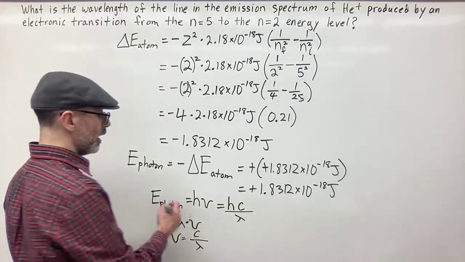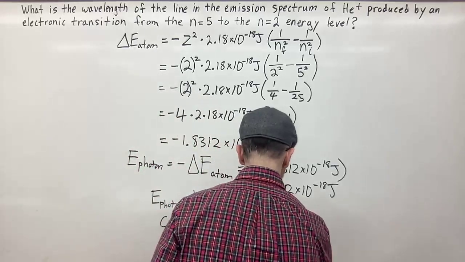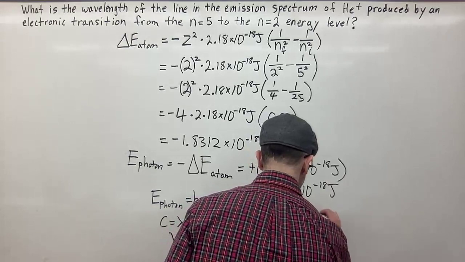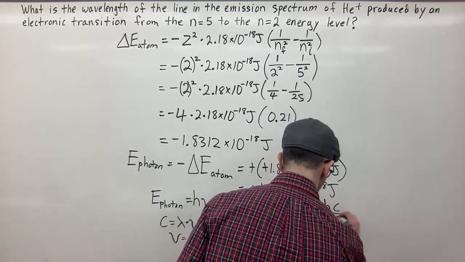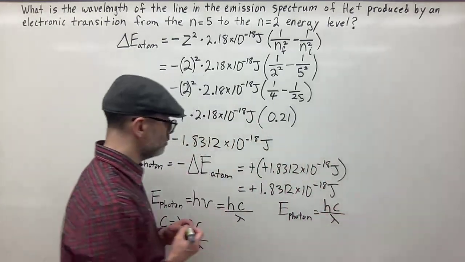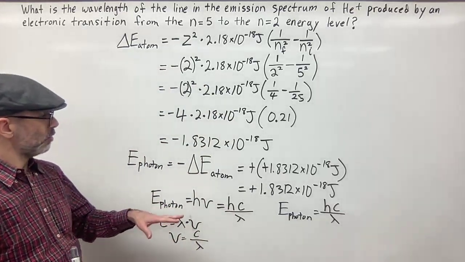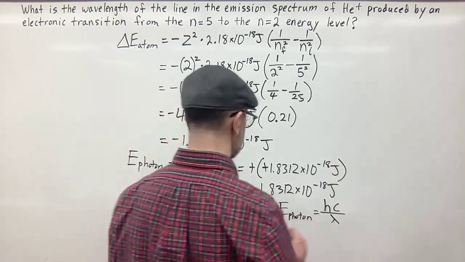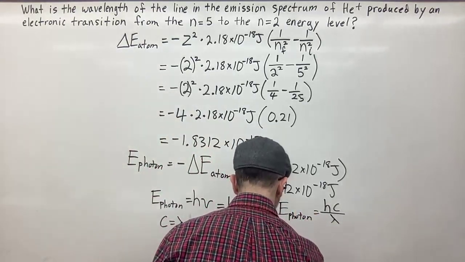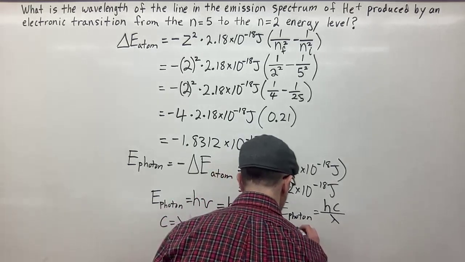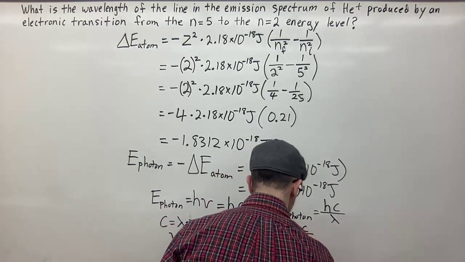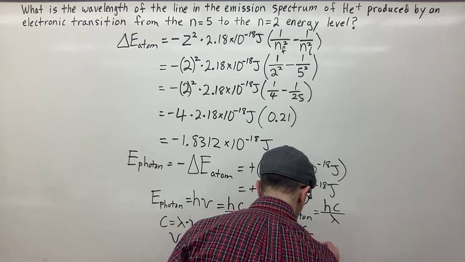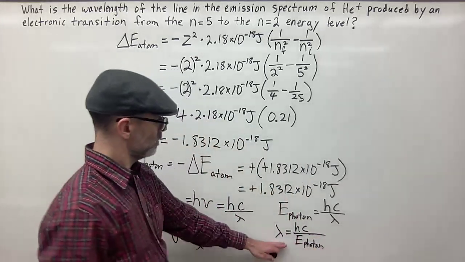So now I can use this equation: E, the energy of the photon, is equal to hc over lambda. Now all I need to do is solve for lambda. So lambda is going to be equal to hc divided by the energy of the photon.